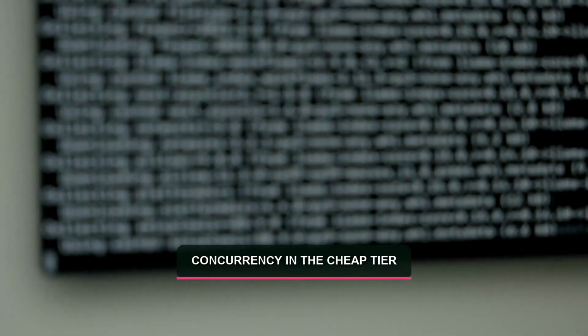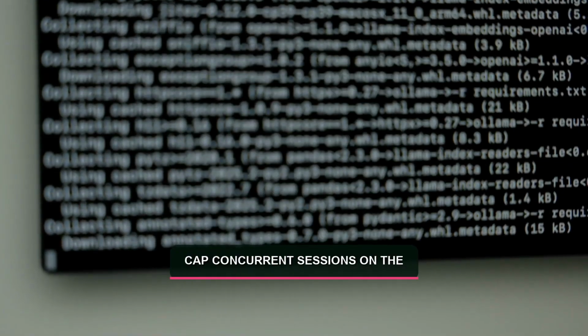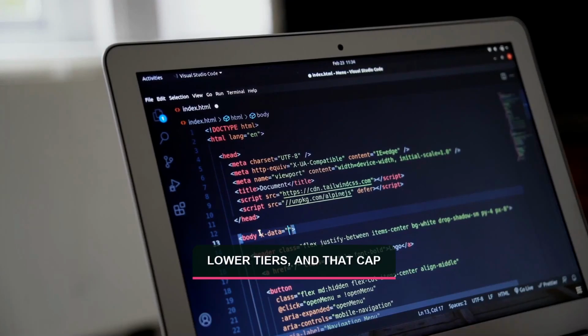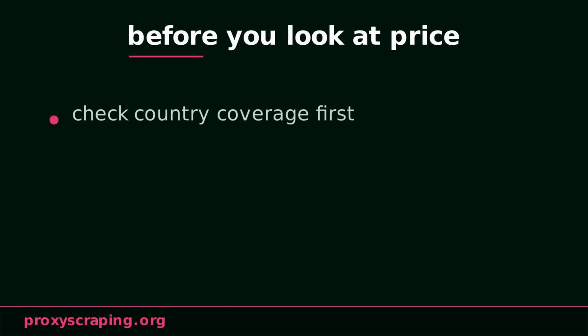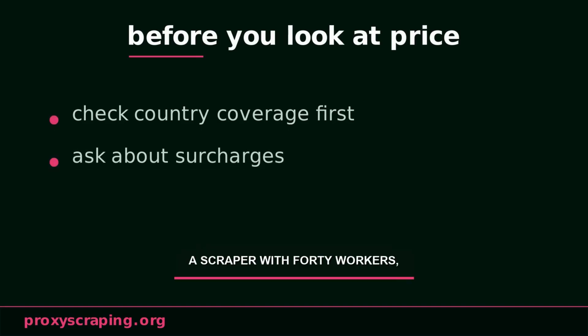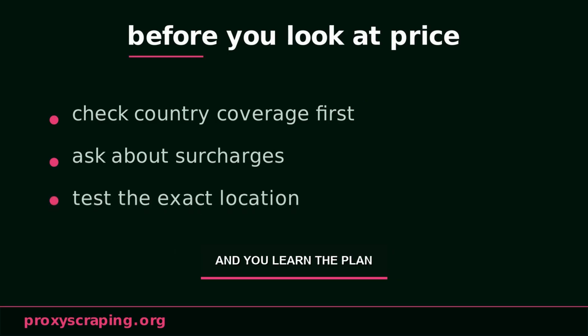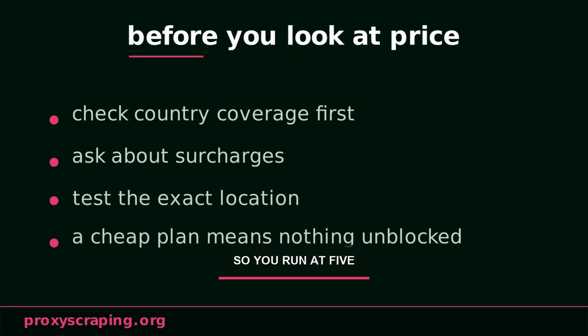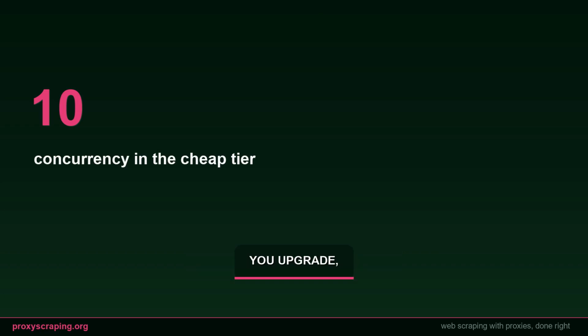Concurrency in the cheap tier. Metered plans very often cap concurrent sessions on the lower tiers, and that cap tends to live somewhere other than next to the price. You buy traffic, you write a scraper with 40 workers, and you learn the plan allows 5, so you run at 5 and miss your schedule. Or you upgrade, which was the entire reason the cap existed.